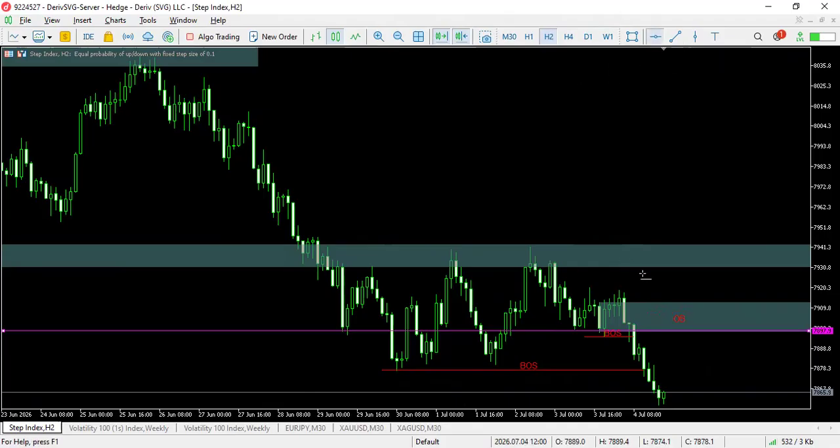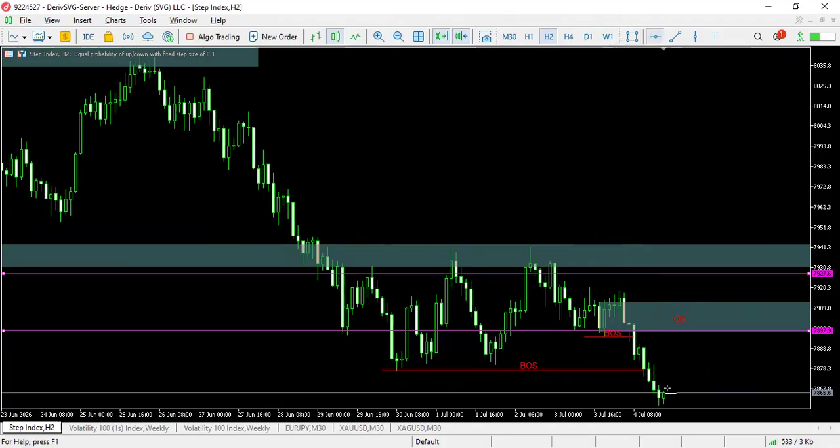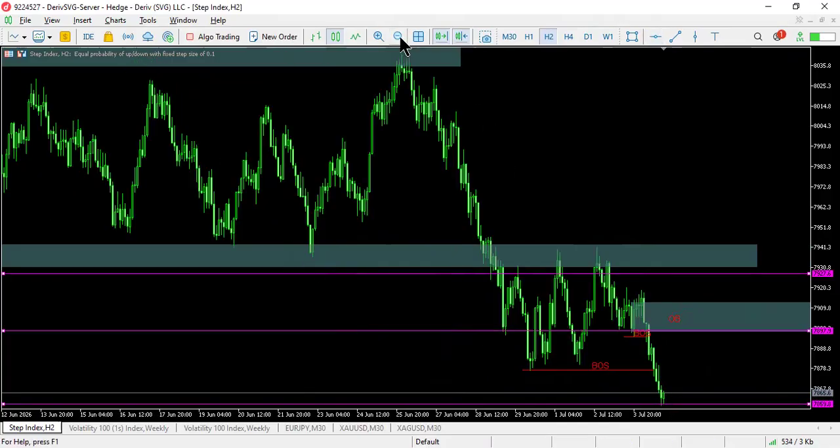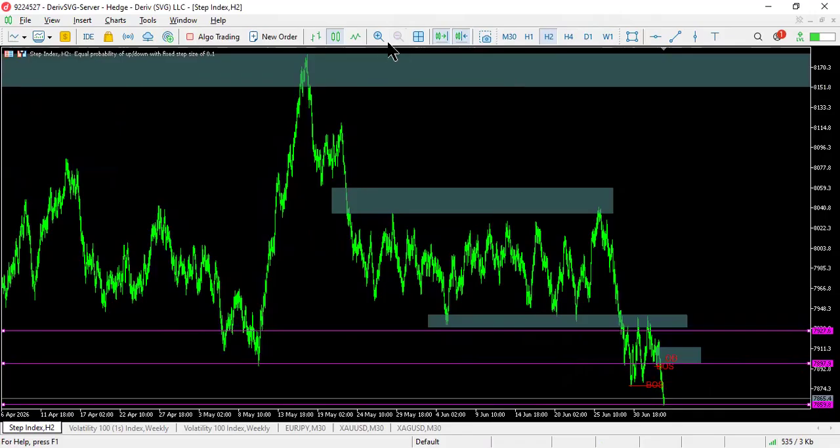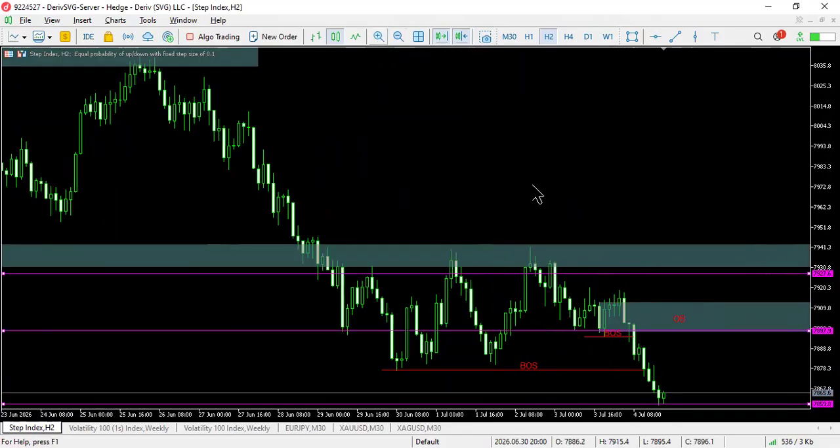Now, you can go ahead and place a sell limit on Step Index with your entry price at 7897.9, stop loss at 7927.6, and take profit at 7859, and always apply proper risk management.